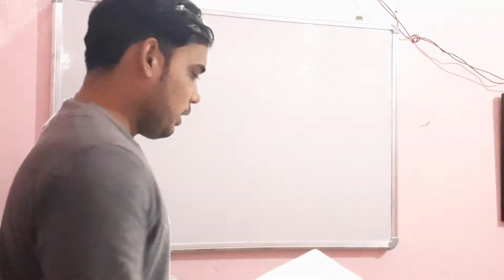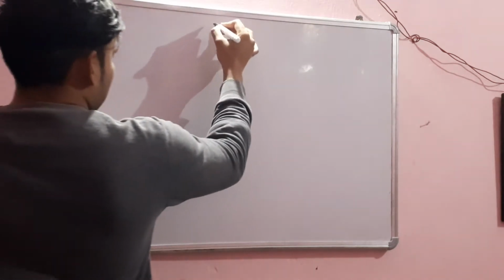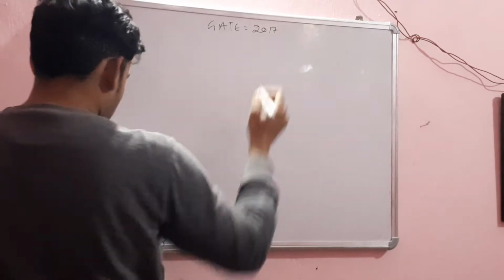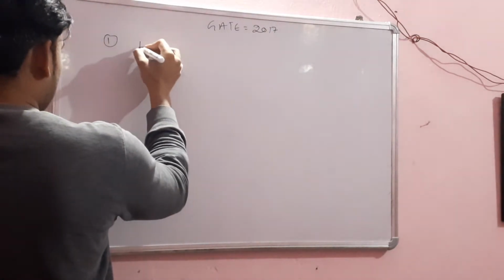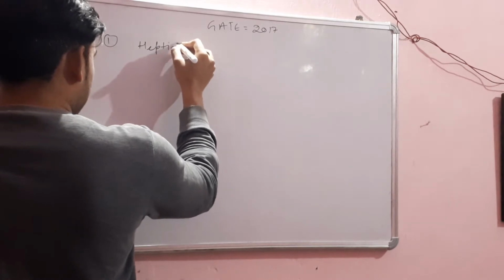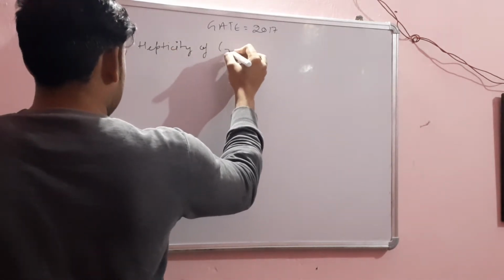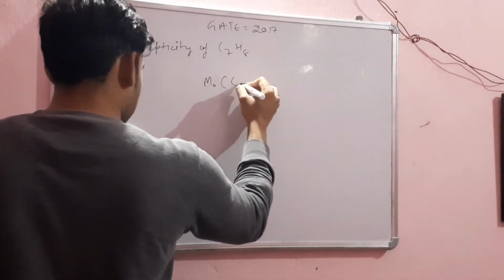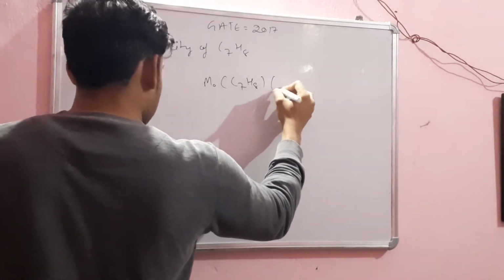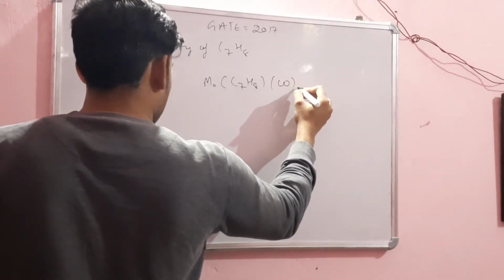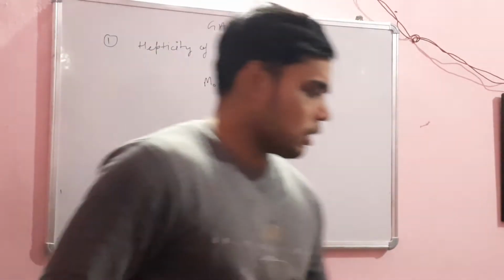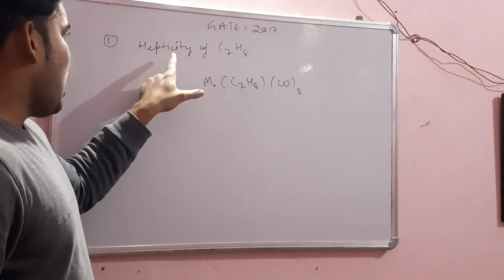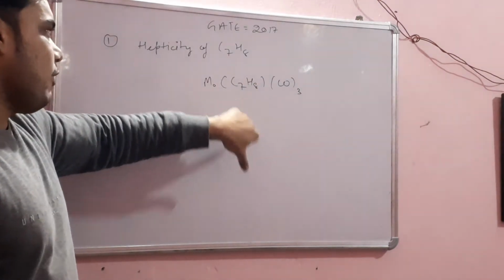We are discussing GATE 2017. We are talking about the hapticity of C7H8 in the compound molybdenum C7H8 and CO3. Okay, so we are going to discuss this. We have been asked what is the hapticity of C7H8.